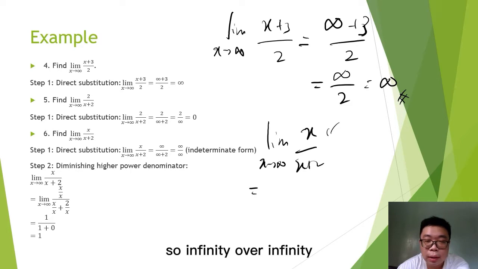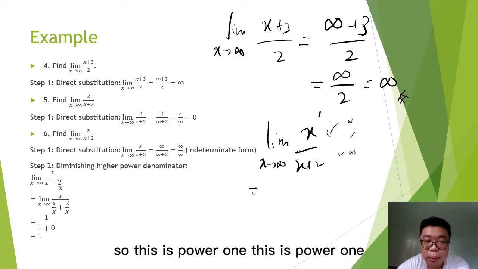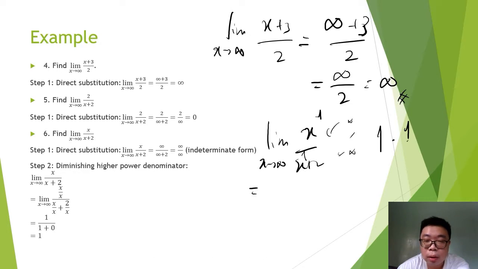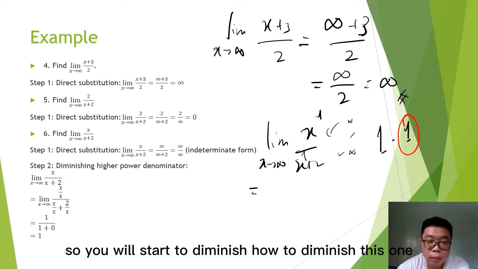So infinity over infinity, what can you do? You will divide by the higher power. So this is power 1, this is power 1. What is the higher power? 1 and 1, so the higher power is 1. The same actually, both powers are 1. So it will start to diminish.